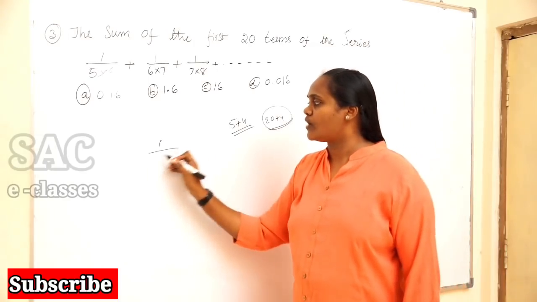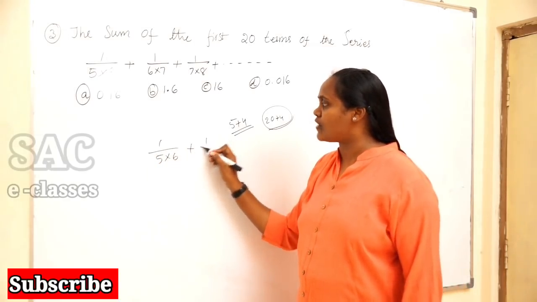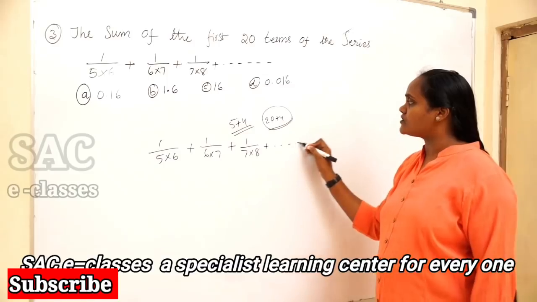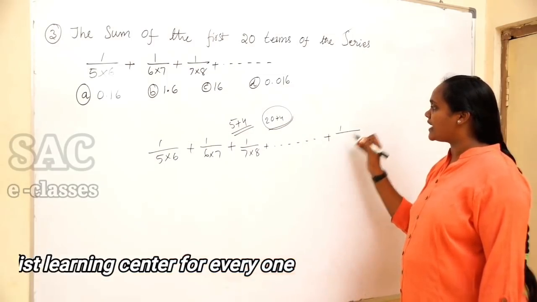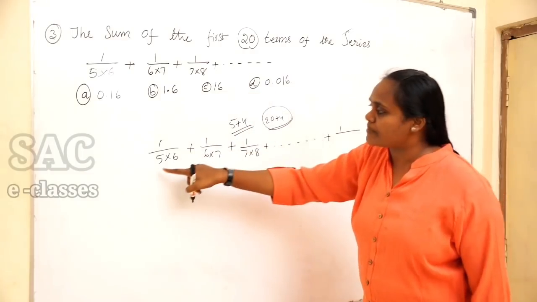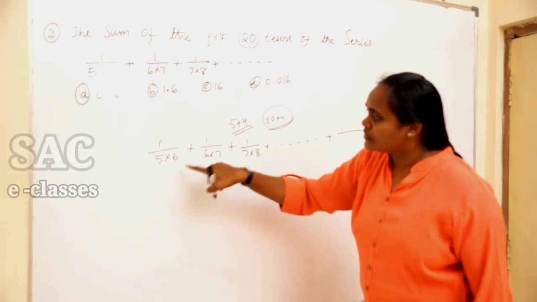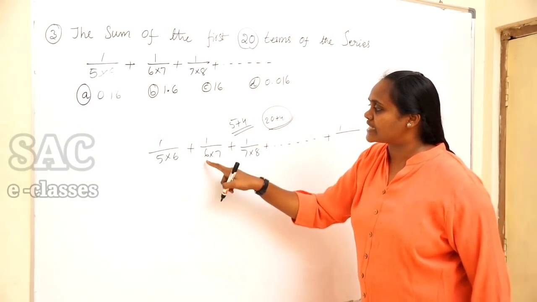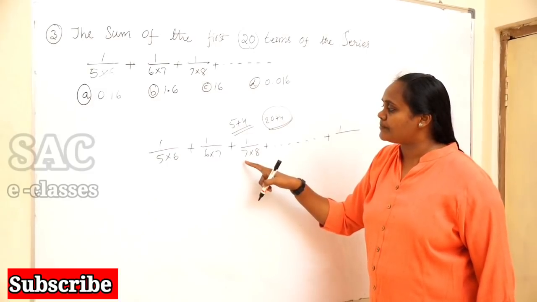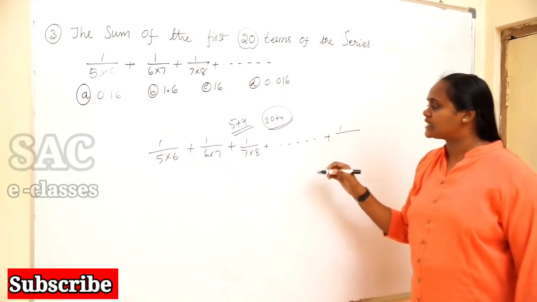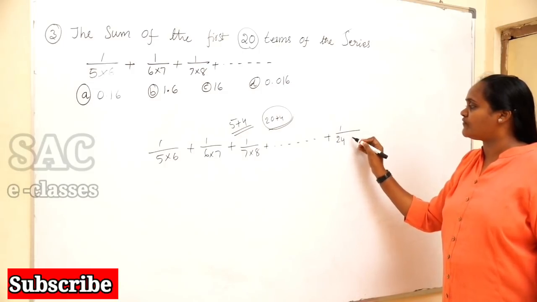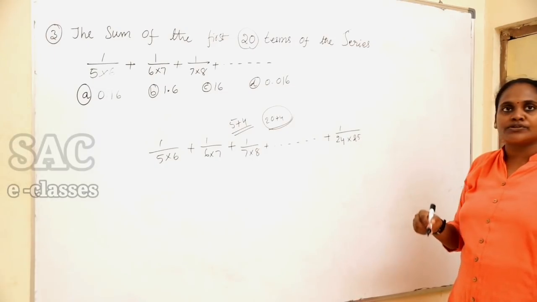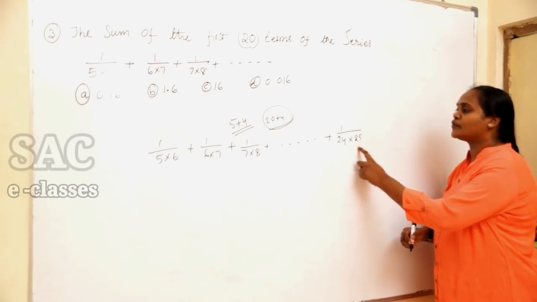So what is that? 1 by 5 into 6 plus 1 by 6 into 7 plus 1 by 7 into 8 and so on, plus 1 by the 20th term. For the first term I got position plus 4, position plus 4, position plus 4. First term means 1 plus 4, second term means 2 plus 4, third term means 3 plus 4, 20th term means 20 plus 4, 24, into the next number. Anyhow, you know the next consecutive integer, that is 24 into 25.